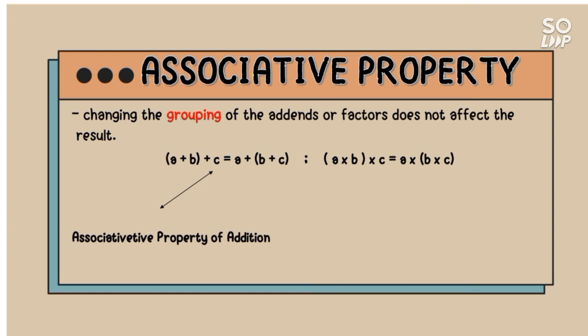In multiplication naman, same lang din. We can also group the numbers in any combination. As we can see in the equation, quantity A times B times C is equal to A times the quantity B times C. Magkaiba sila ng group, but the product of the two is still equal. We call this associative property of multiplication.